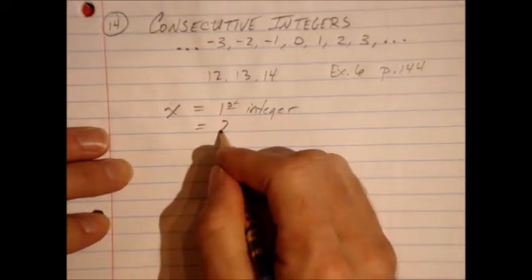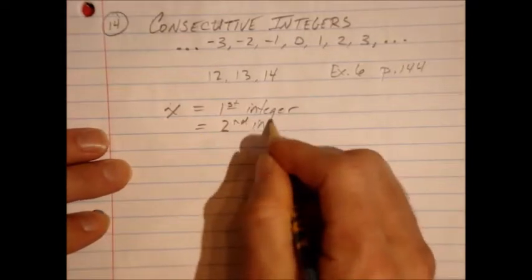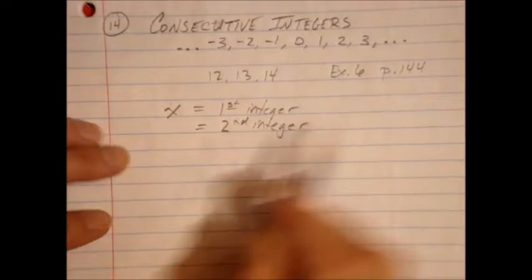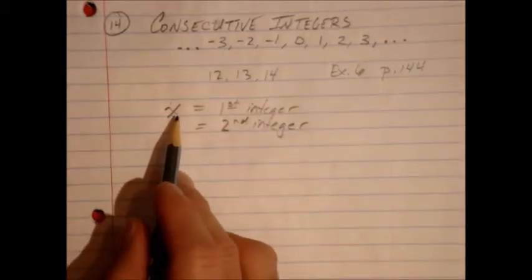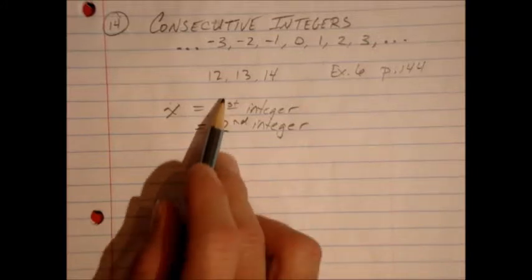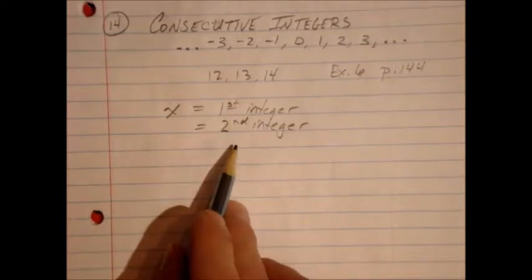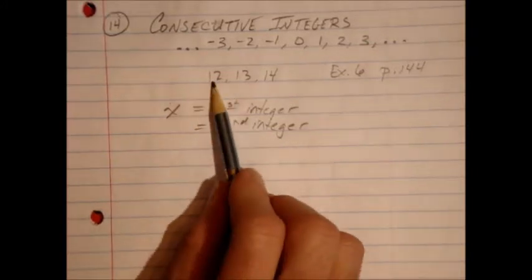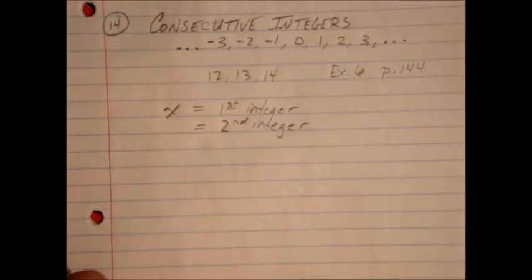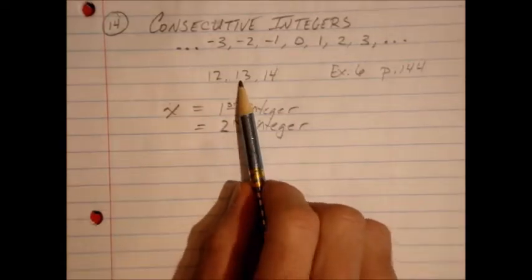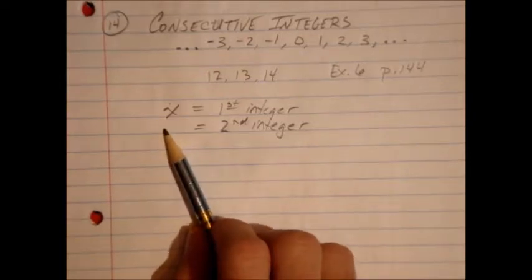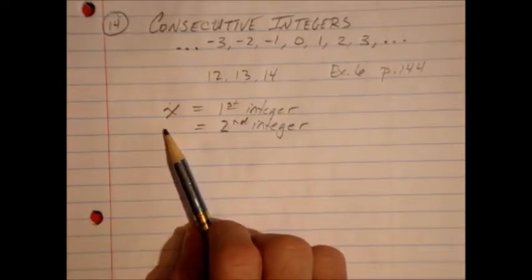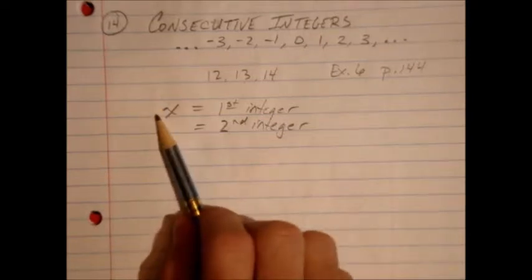All right, now we need one for the second integer. But it should be related to this one. Wait a second, are you saying there's a relationship between 2 consecutive integers? I'm saying yes, there is a relationship between this number and this number. Those are 2 consecutive. You should not use the letter y. You should use some expression that's related to x.